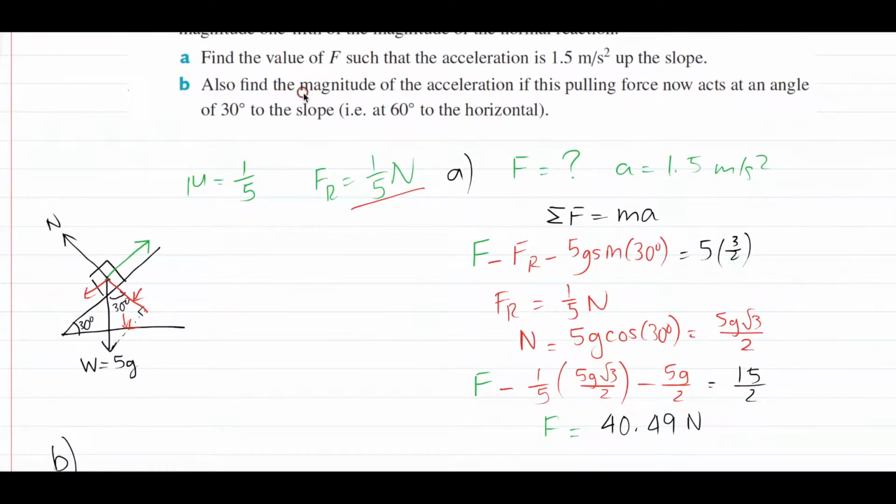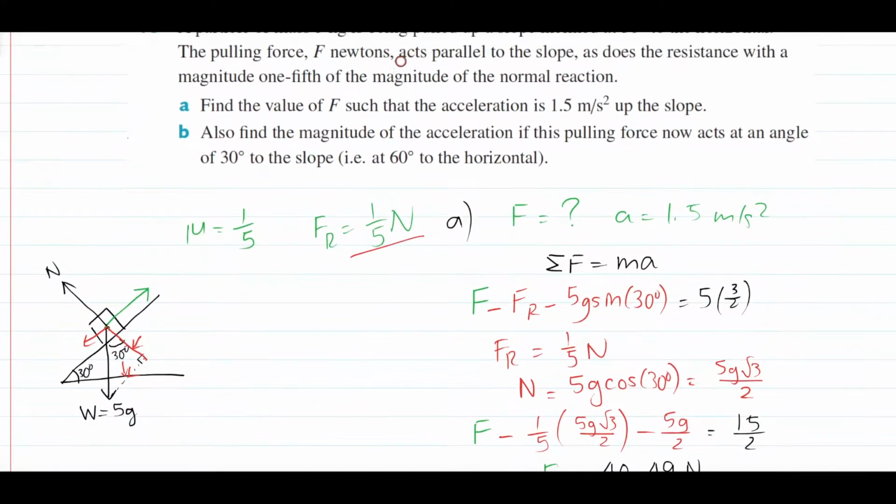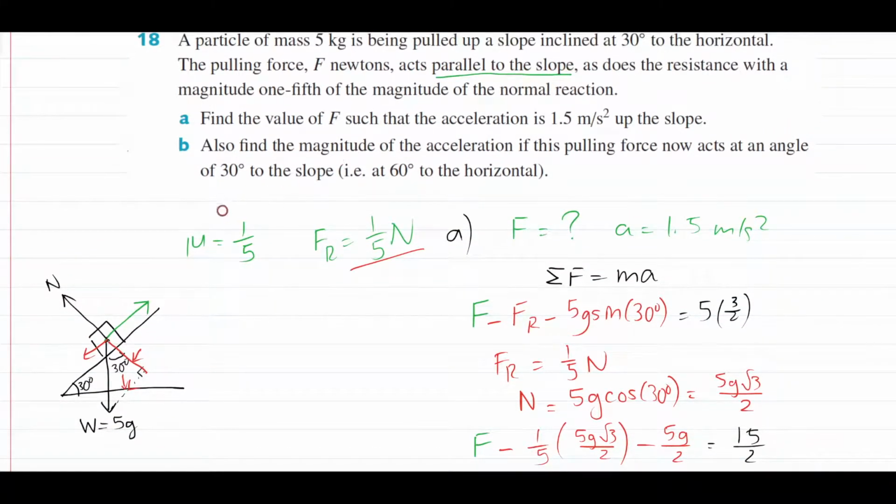Also, find the magnitude of the acceleration if this pulling force, so that F, 40.49, now acts at an angle of 30 degrees to the slope, i.e. at 60 degrees to the horizontal. What does that mean? So this F used to be parallel to your slope. Before that, it used to be parallel to the slope, but now we want to find the acceleration, so not 1.5 anymore, when the force is going this way.